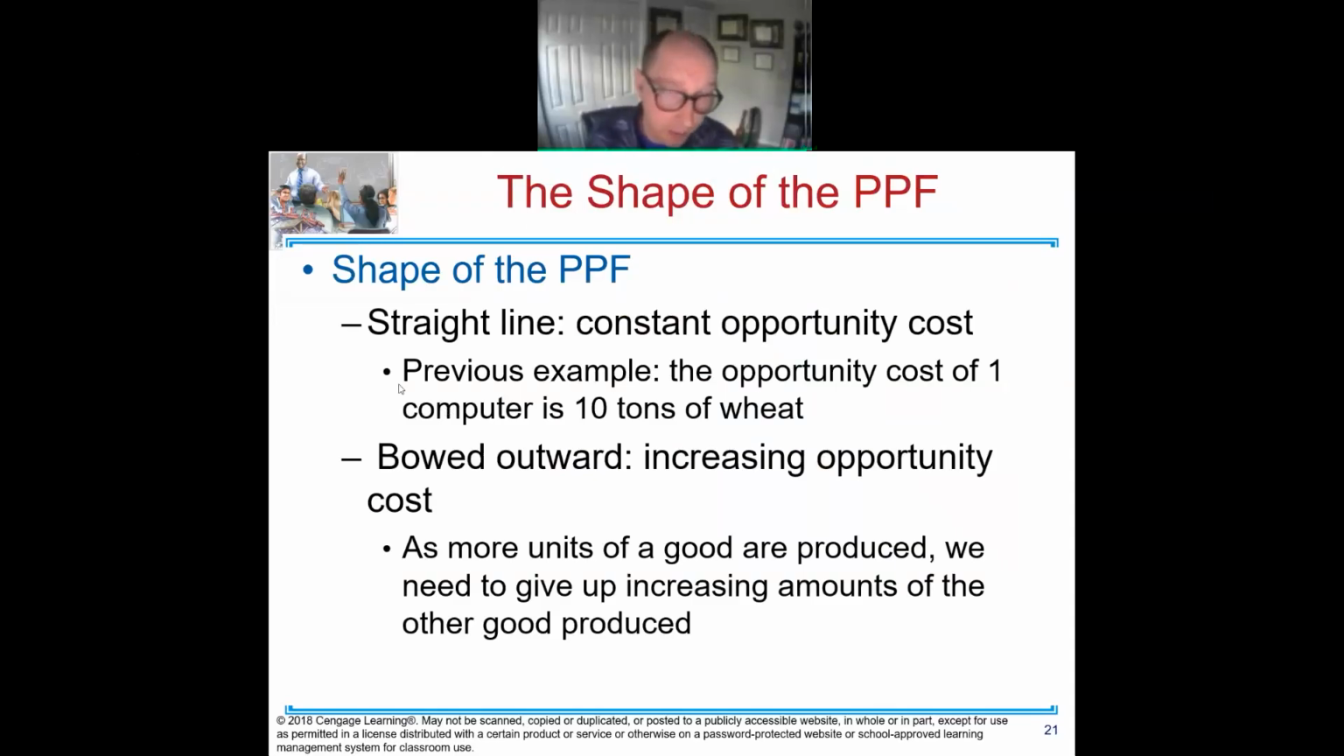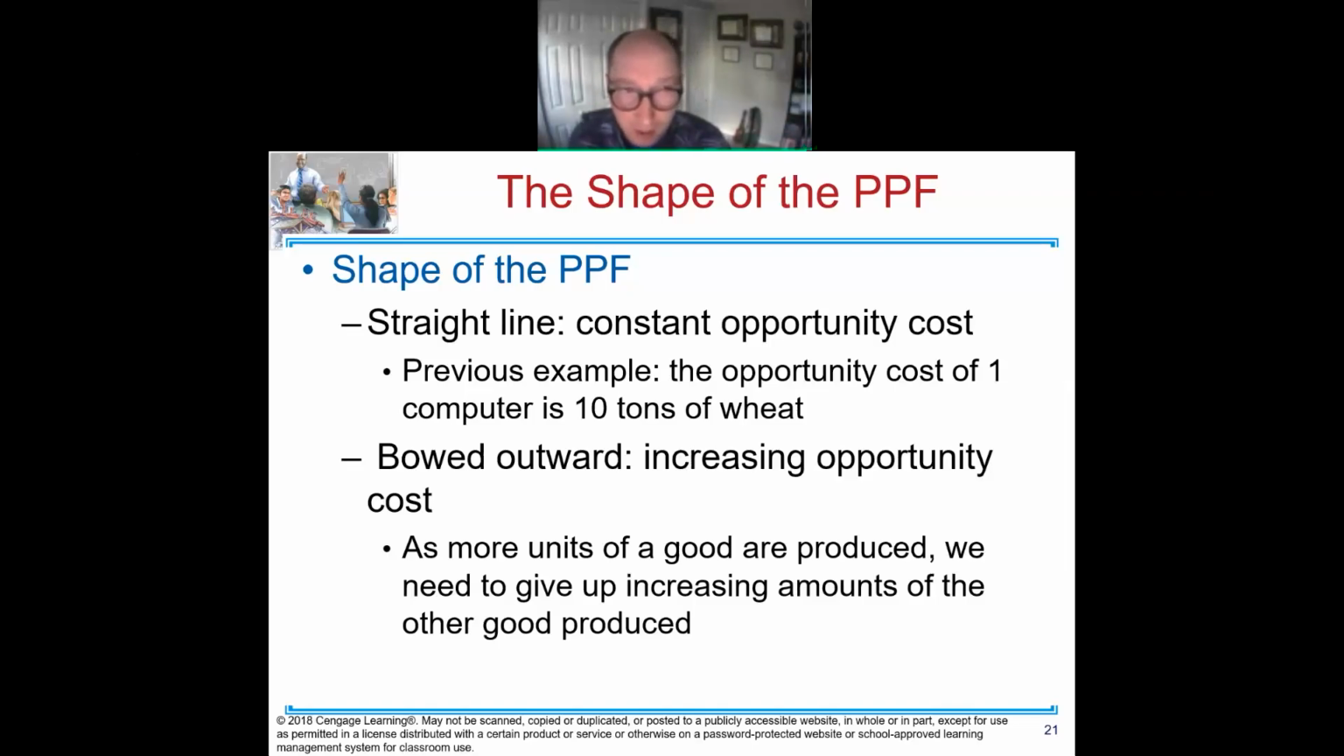The only thing is it makes the slope a little bit steeper over time. We'll talk more about it. When there's a straight line, it means that there's consistent opportunity cost. Cost of one computer is 10 tons of wheat. That is a straight line that goes straight left to right, or a straight horizontal line. 1, 10.